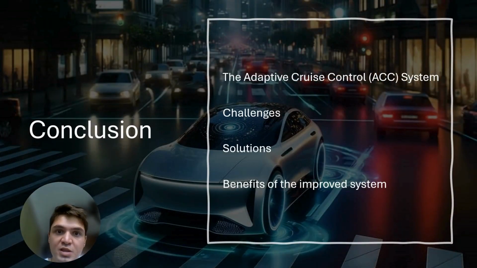The adaptive cruise control system integrates three main things: sensors such as radar and speed sensor, a controller, and actuators such as the throttle actuator and brake actuator. The challenges faced by the adaptive cruise control system are a false detection due to environmental factors such as fog and rain, and a slow response. Solutions to these challenges are the addition of a LiDAR, infrared sensors, and V2V technology for real-time vehicle-to-vehicle communication. The benefits of the improved system are enhanced detection accuracy and responsiveness.